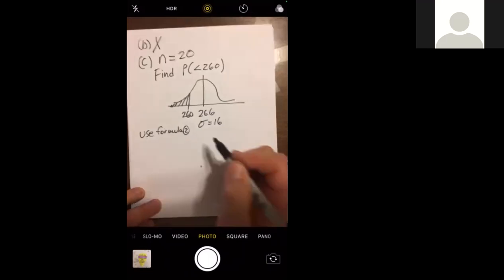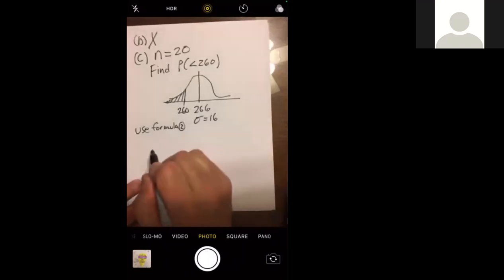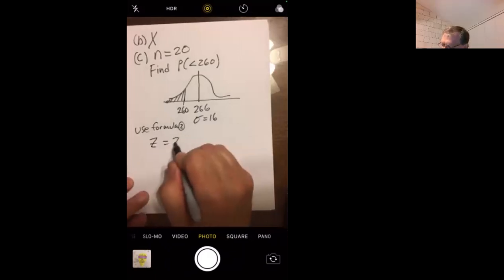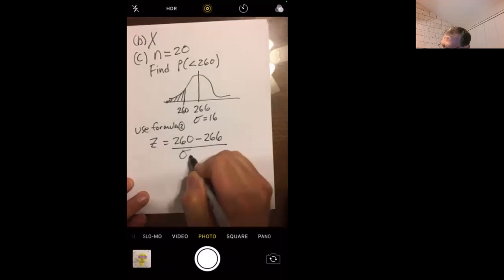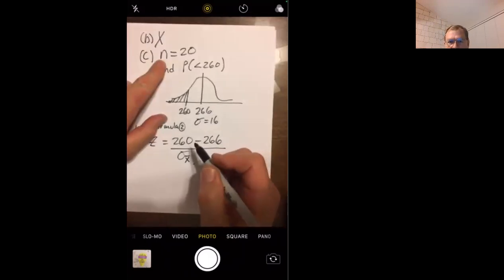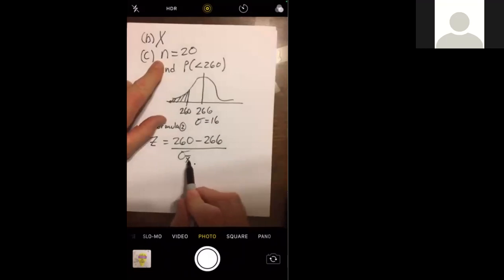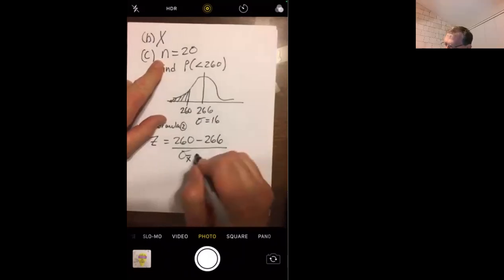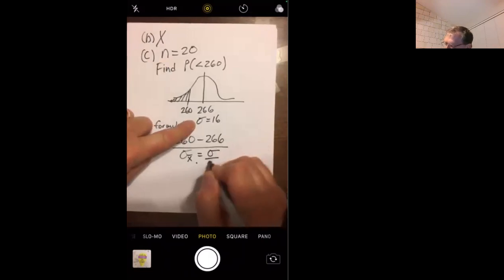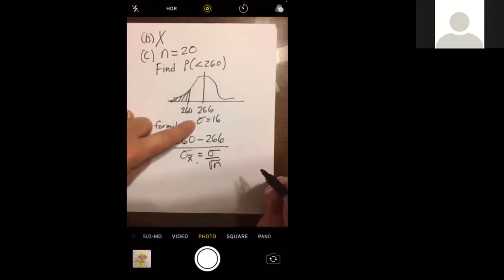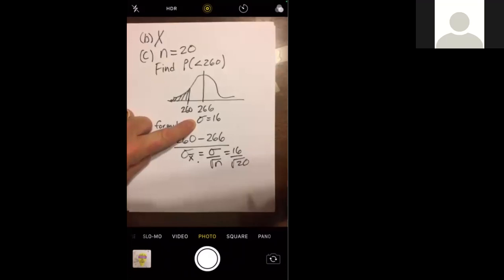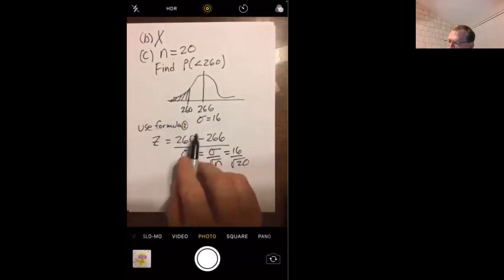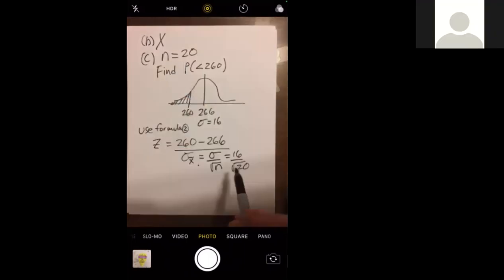So is it going to be 266 minus 260? No, you got it backwards. It's 260 minus 266 all over 20. See, since now we're sampling, the standard deviation changes to this, which is the original standard deviation divided by the square root of the sample size. Which is going to be 16 divided by the square root of 20. That's the only change when they give you a sample size. You've got to make this adjustment.